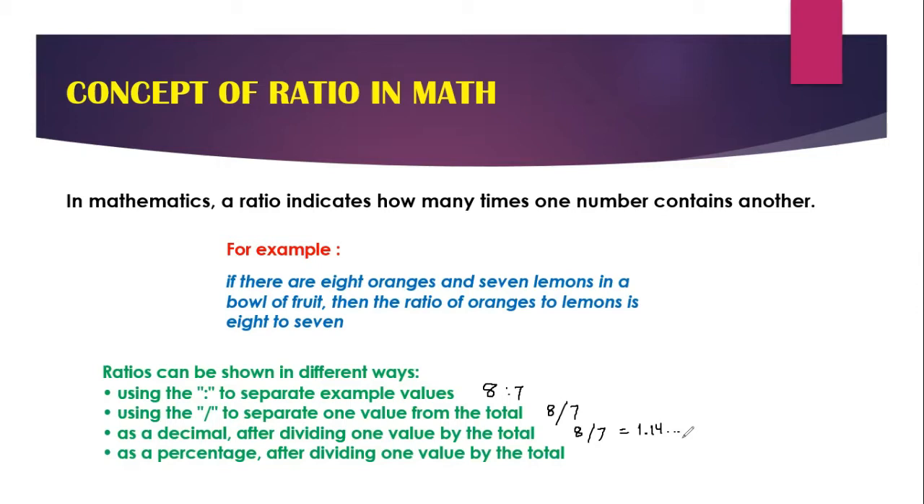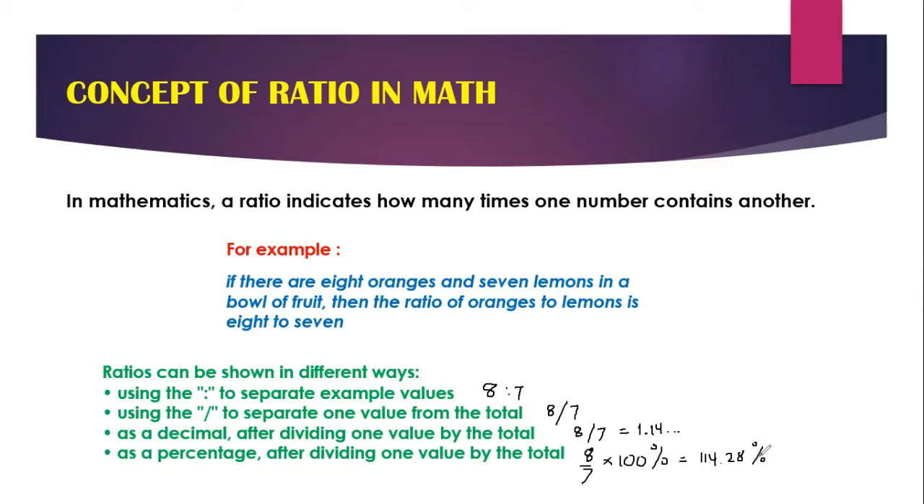And the next is as a percentage. So as a percentage after dividing one value by the total is 8 over 7 times 100%. Okay, so we got 114.28%. Right. Very clear, right?